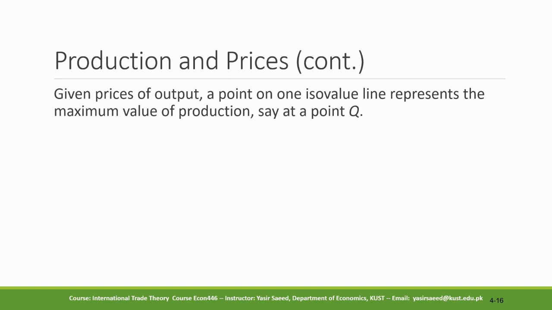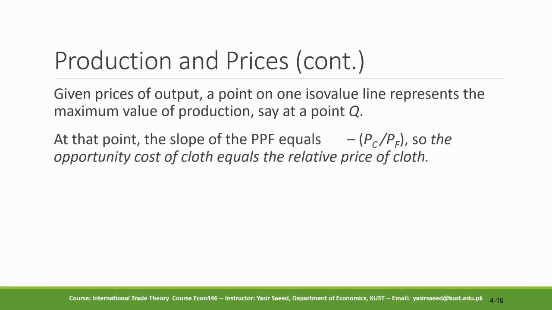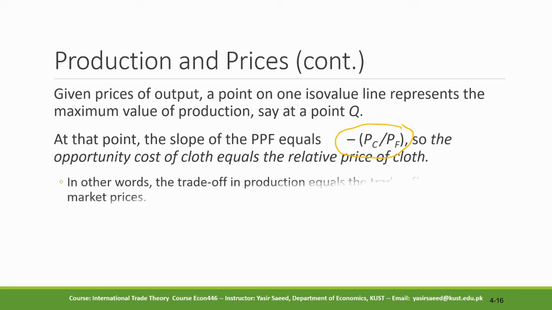What we can summarize from this discussion is that given the prices of output, a point on one ISO value line represents the maximum value of production, say at point Q. At that point, the slope of the PPF equals the slope of the ISO value line, and the slope of the ISO value line is given by minus PC over PF, and this is also our opportunity cost. Our opportunity cost must equal the relative price of cloth as compared to the relative price of food. In other words, the trade-off in production equals the trade-off according to prices.